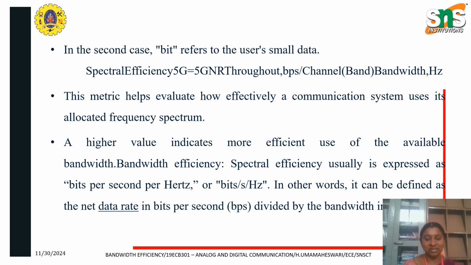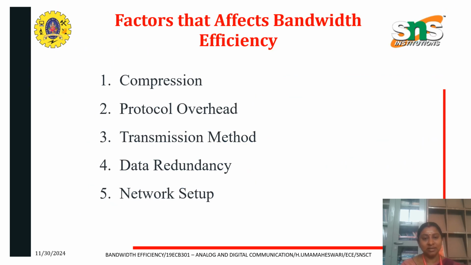In other words, it is defined as the net data rate in bits per second divided by the bandwidth in hertz. These are the factors which affect the bandwidth efficiency. The first one is compression, where the data is compressed. Then the next one is protocol overhead. The third one is transmission method. The fourth one is data redundancy, and the final one is network setup.